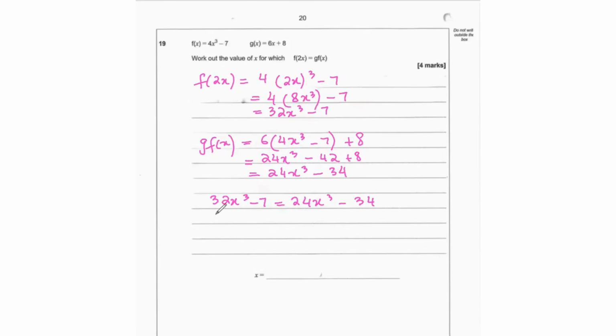Collect the like terms on each side. 32 minus 24 is going to be 8x cubed, and 7 minus 34 is negative 27. x cubed is negative 27 over 8. We take the cube root on both sides, and that's negative 3 over 2, which is your value of x.